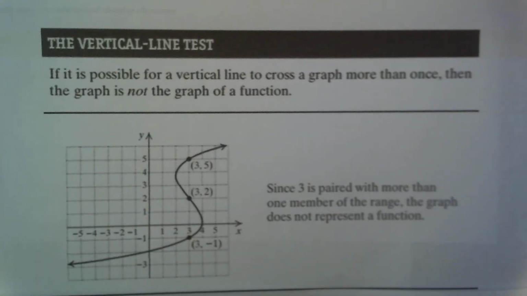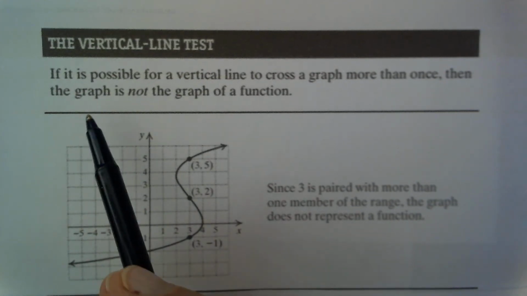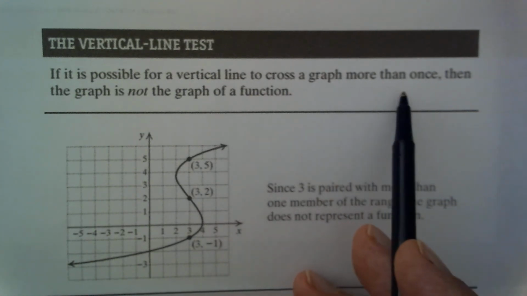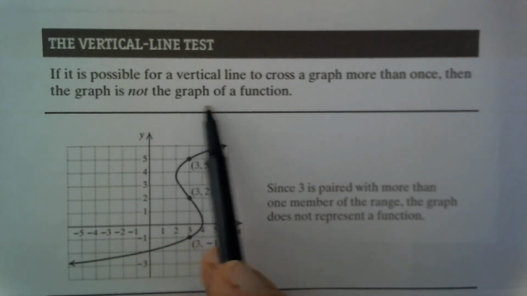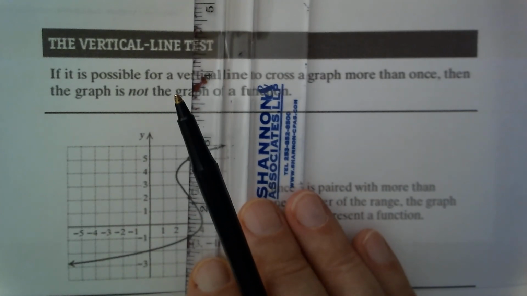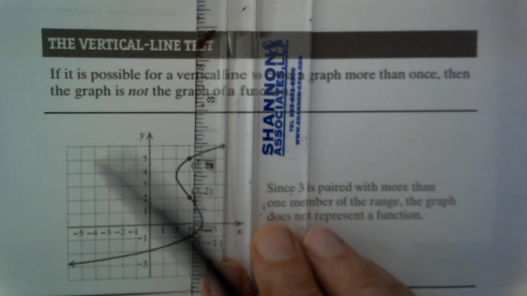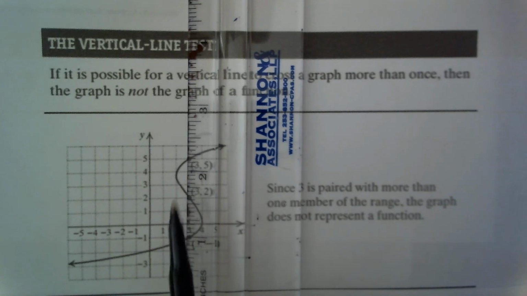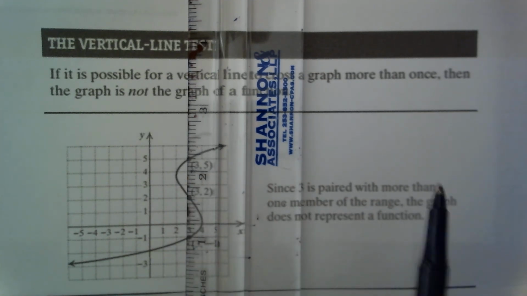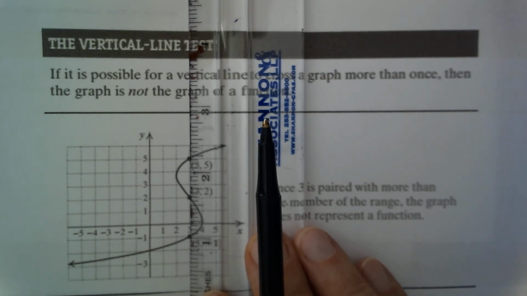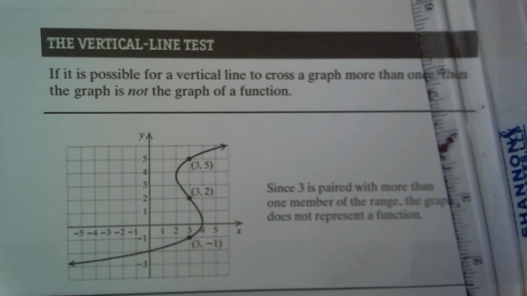Next, we'll talk about the vertical line test for a function. And so here's the important information. If it is possible for a vertical line to cross a graph more than once, then the graph is not the graph of a function. So when you look at this graph here, if the ruler was like a vertical line, then we'd see that it would cross the graph more than once. In fact, in this example, 1, 2, 3, 4 times. So we can conclude that what we're looking at here is not the graph of a function. Okay, so it's a pretty simple concept.